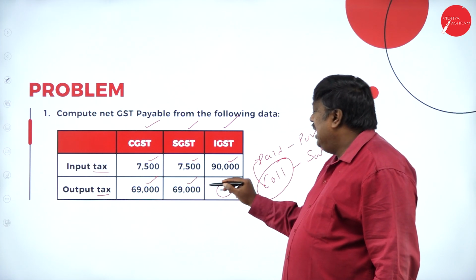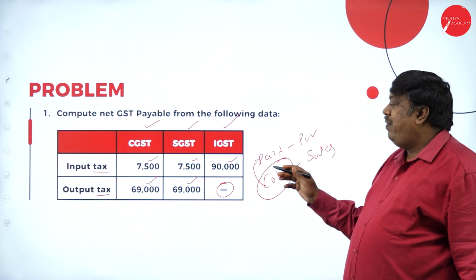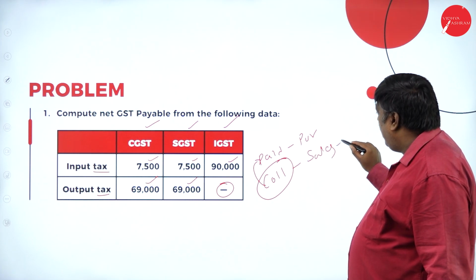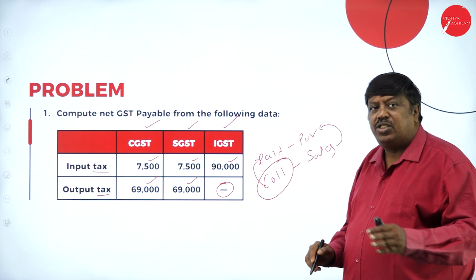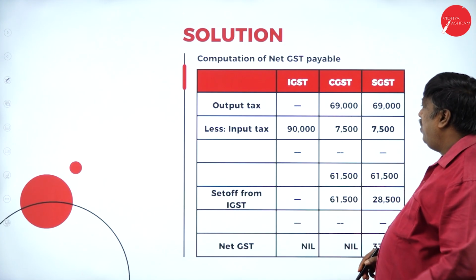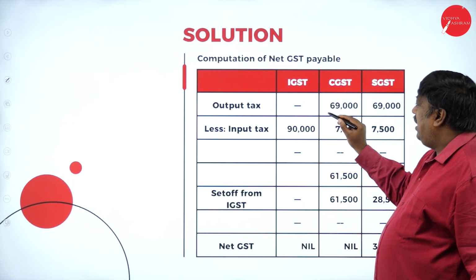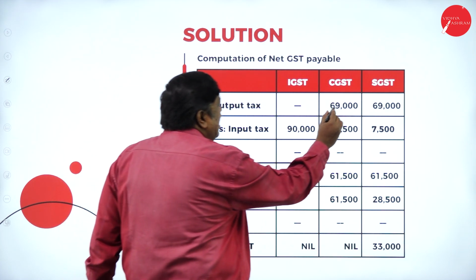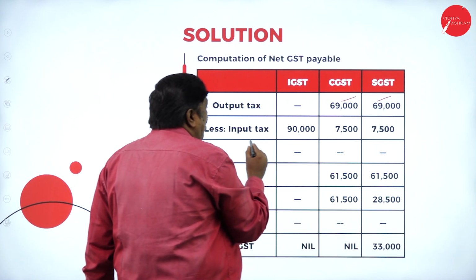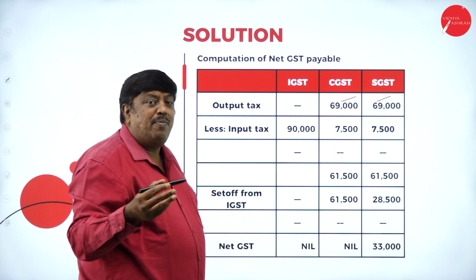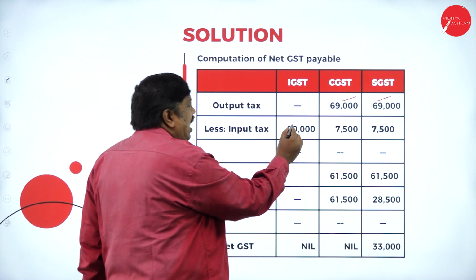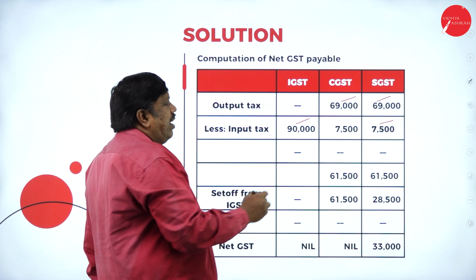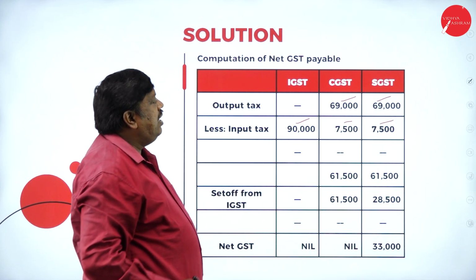There were no interstate sales, only intra. So the tax collected at the time of sales will be adjusted with the purchases. Let us solve the problem here. The tax we collected at the time of sales was 69,000, 69,000, and already we have paid to the government at the time of purchasing of goods: IGST 90,000, CGST 7,500, SGST 7,500. So we have paid tax here and we have collected tax.